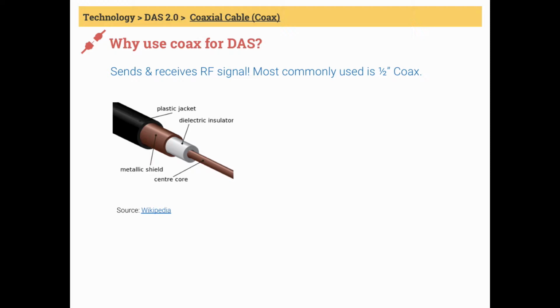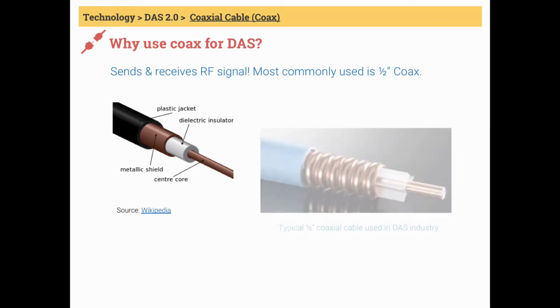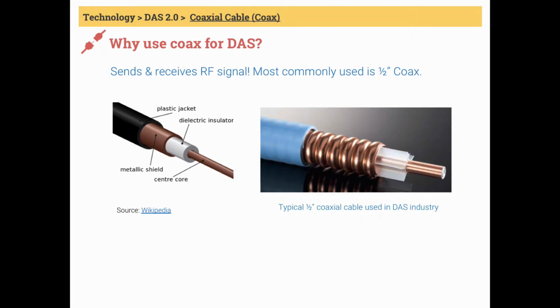Have you seen this coax before? Most likely you have. If you have cable TV, you have seen coax in your house. The black cable that is connected to the router or your set-top box is usually coax. Coax in typical DAS is a little bigger than your cable TV coax. Most of them are blue and half-inch in diameter, as I mentioned before.